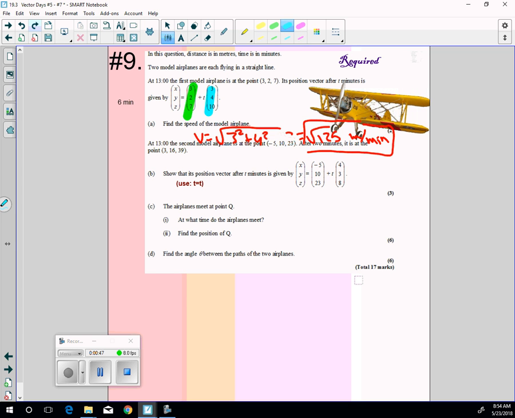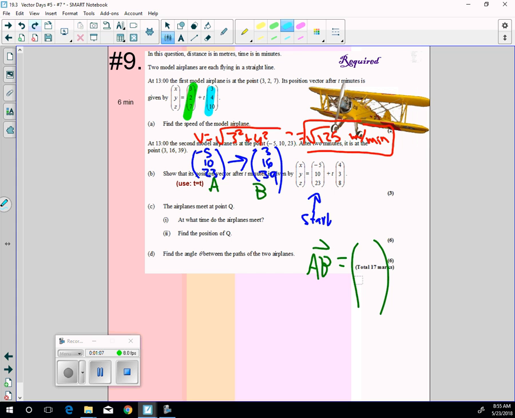Now, a second airplane is leaving at the same time, and it's leaving the point (-5, 10, 23). So that's that first starting position, and then you're going to (3, 16, 39). So if you take vector AB, the head is B and the tail is A. So if you subtract those, you get (8, 6, 16).